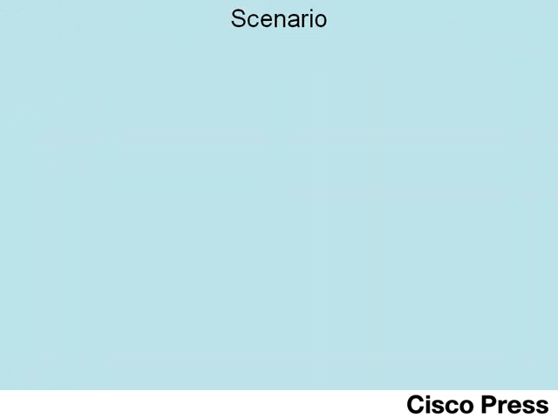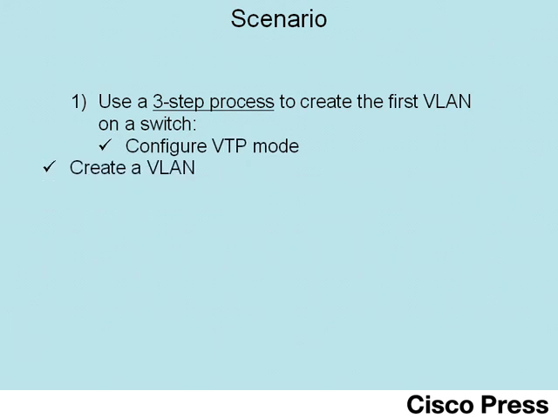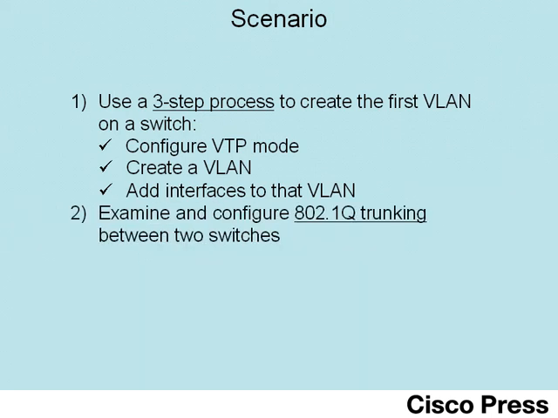The scenario for this video has two major parts. In the first part, we'll see the three-step process by which you can create your first VLAN on a switch. The steps are that you first configure VTP mode, then you create the VLAN, and then you add interfaces to that VLAN. Following that, the second part shows how to configure 802.1q trunking between two switches.